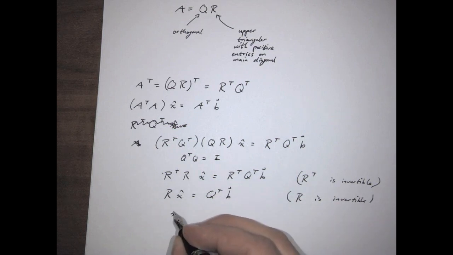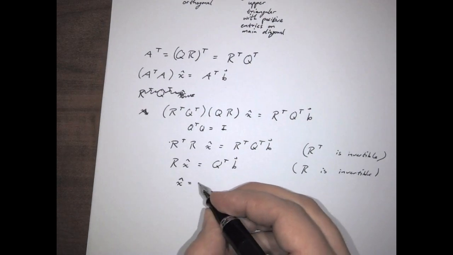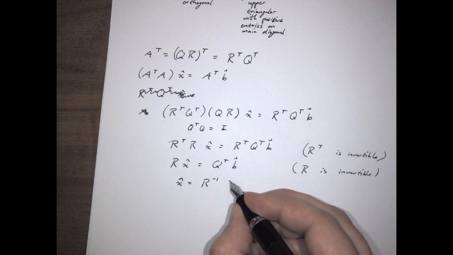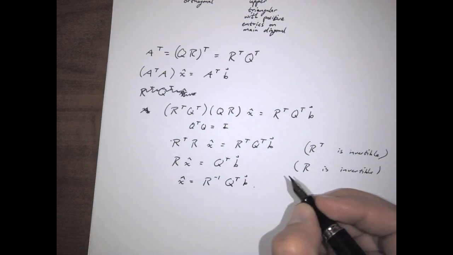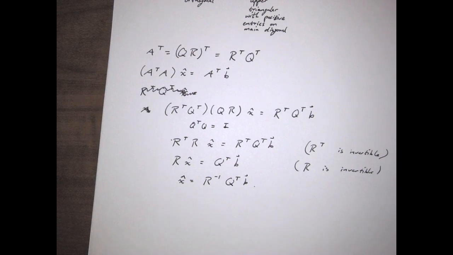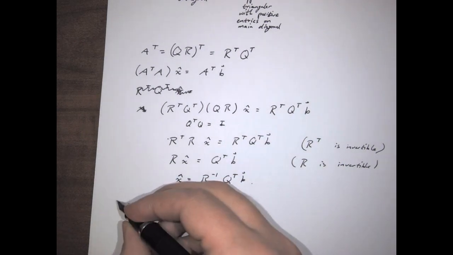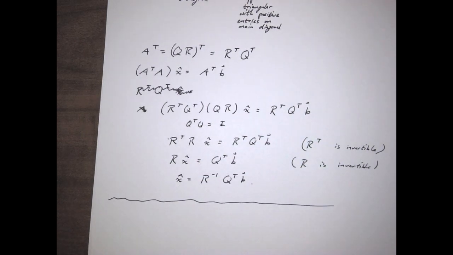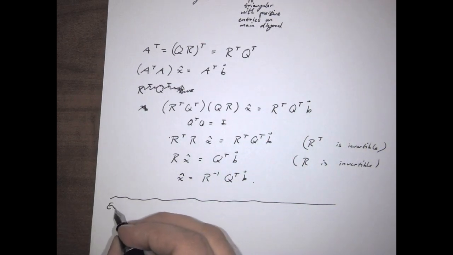Which means finally we get the solution here. Multiply both sides on the left by R inverse, and we'll have R inverse Q transpose B. And this is a way often in certain statistics settings the solutions will be found here. For us though, it's just an interesting exercise, so let's give this a try.